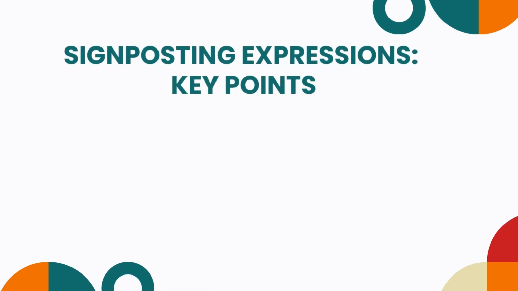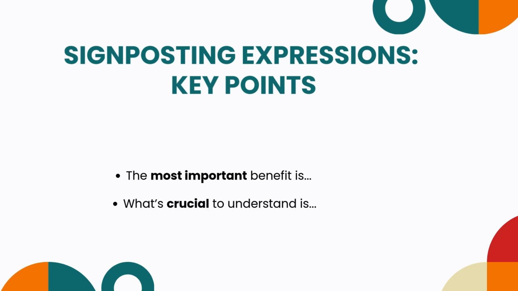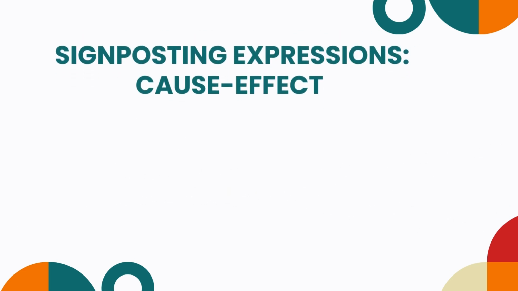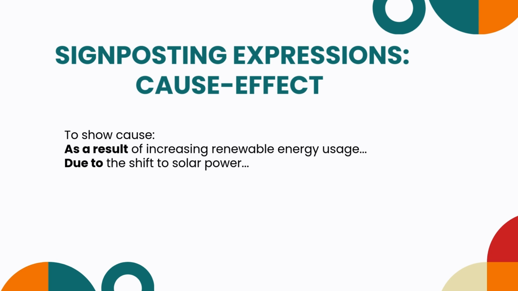Signposting expressions can also emphasize key points. Ali can use phrases like, "The most important benefit is," "What's crucial to understand is." Signposting is also helpful when Ali needs to demonstrate a cause-effect relationship. Here are some examples. To show cause: "As a result of increasing renewable energy usage," or "due to the shift to solar power." As a result of, due to. These are examples of signposting expressions to show cause.